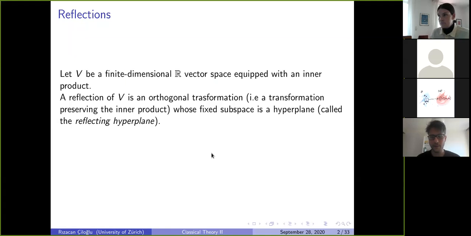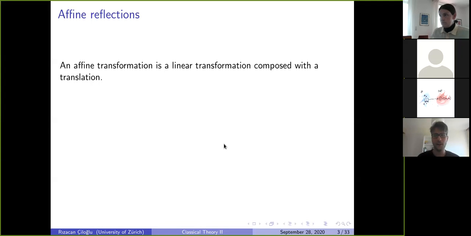If you just work out the details, you'll see that for a vector that's normal to the hyperplane and is of length one, it turns out to be this formula for reflection. Any reflection can be written like this for a norm one vector normal to the hyperplane. Anyway, we will now define what an affine reflection is. An affine reflection is an affine transformation, first of all. An affine transformation is basically a linear transformation composed with a translation. So you can think of it as forgetting about the origin.